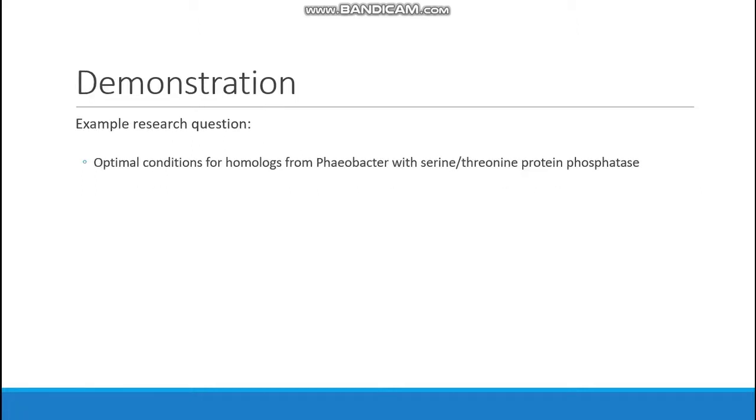Okay, now that we know how it works, I will show you an example on how you can use it practically. I will do this demonstration starting from a hypothetical research question. Imagine you have found a protein sequence from some form of plankton and you want to know how and where it lives. In this example, you can use this software to see how the homologs live with the same serine threonine protein phosphatase. The software works best on Firefox, Chrome and Microsoft Edge.